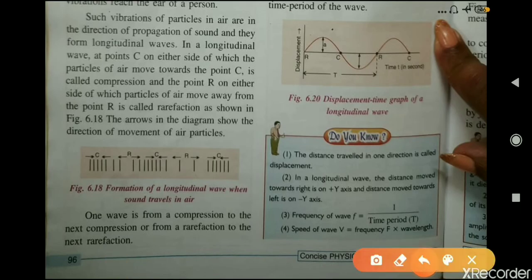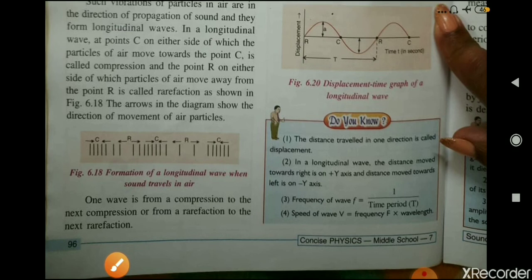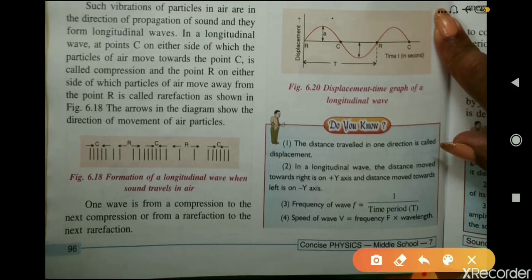Now you can see this box. Do you know? First, the distance traveled in one direction is called displacement. Second, in a longitudinal wave, the distance moved towards the right is on the positive y-axis and the distance moved towards the left is on the negative y-axis. All of you know what the x-axis and y-axis are.